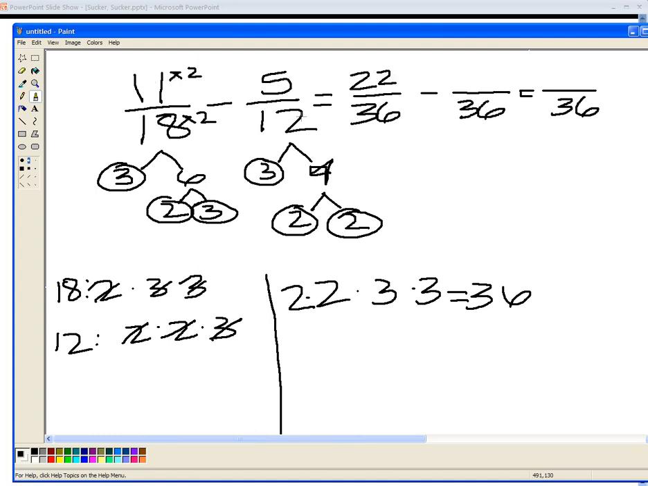I do the same thing here. How did I get from 12 to 36? I multiplied by 3. Give this kid a sucker, give this kid a sucker, and I get 5 times 3 is 15. Now I have 22 minus 15 on the top, and that gives me 7, and I get 7 over 36, which cannot be simplified.